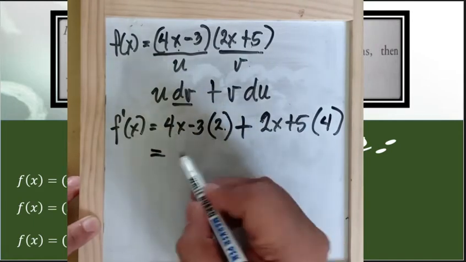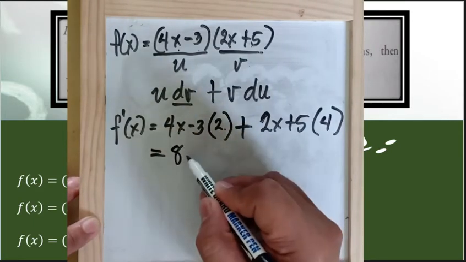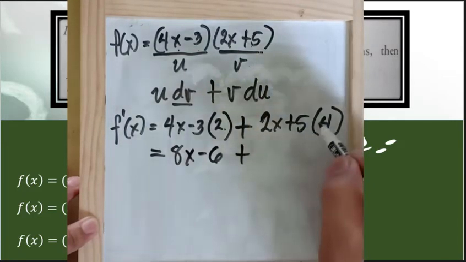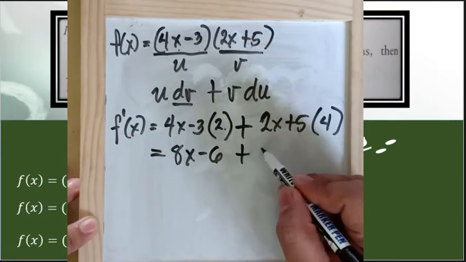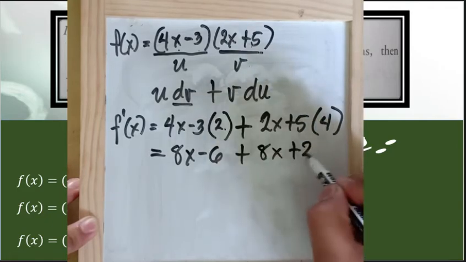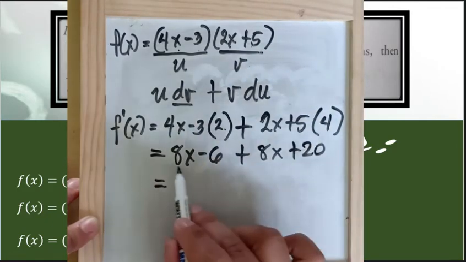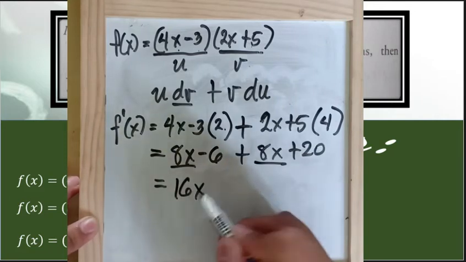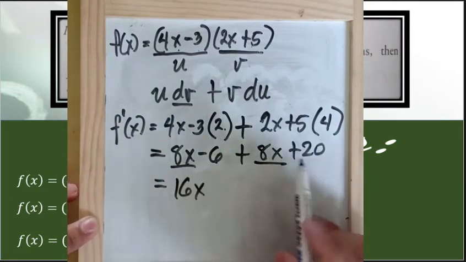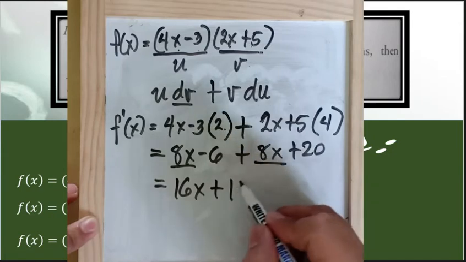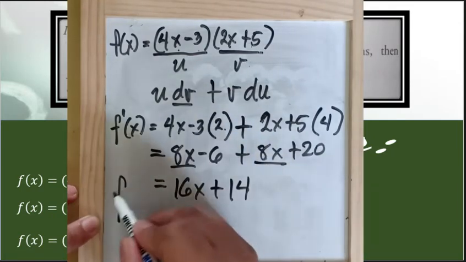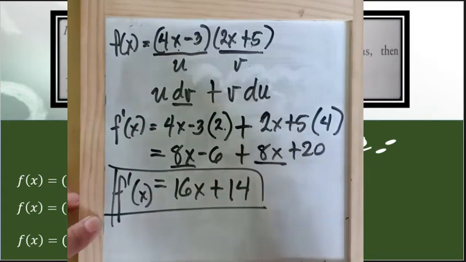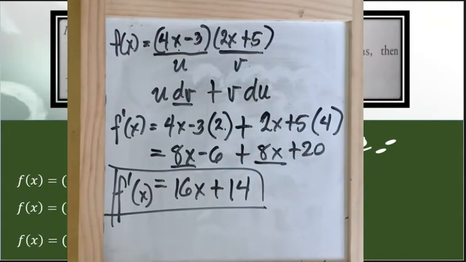Then let's distribute that 2 here. So this would be equal to 8x minus 6 plus, distribute that 4 here. We have 8x plus 20. Then let's combine like terms. We have 8 and 8, and that would be 16x. We have negative 6 plus 20, that's positive 14. And this is now your f prime of x, or the derivative of that given function. Very simple, right?